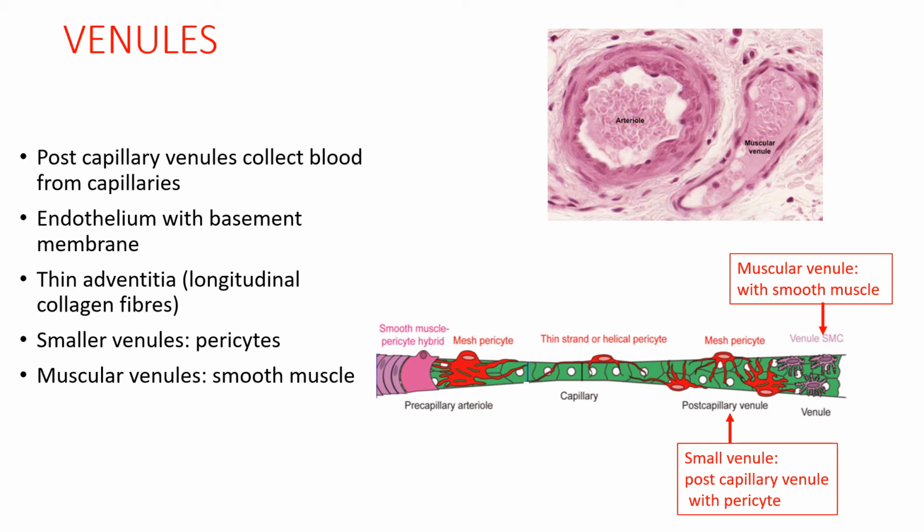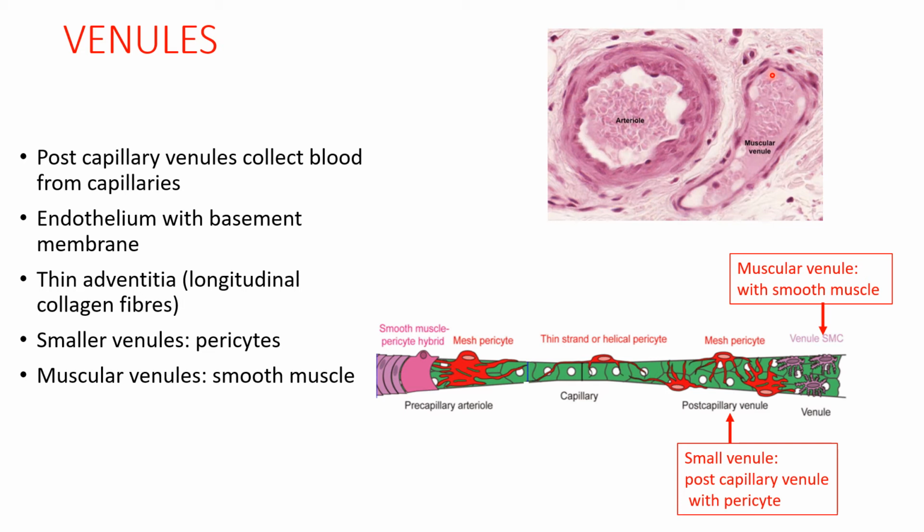Venules are basically the post-capillary blood vessels that collect blood from the capillaries. Their basic structure is that they have an endothelium with a basement membrane, as you can see here, and there is a thin adventitia which contains longitudinally arranged collagen fibers.